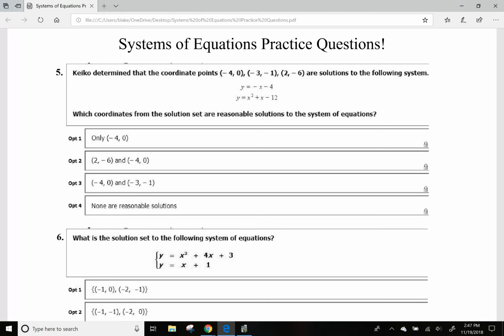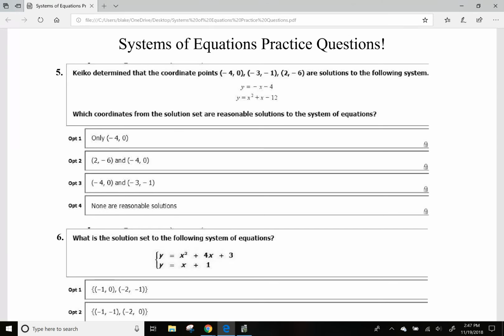Kiko determined that the coordinate points (-4, 0), (-3, -1), and (2, -6) are solutions to the following system. Which coordinates from the solution set are reasonable solutions to the system of equations? One thing, again, that you need to know: solutions are where the graphs cross, and you certainly could graph this and see where they cross, and we probably will do that. I'll probably do that in a separate video.